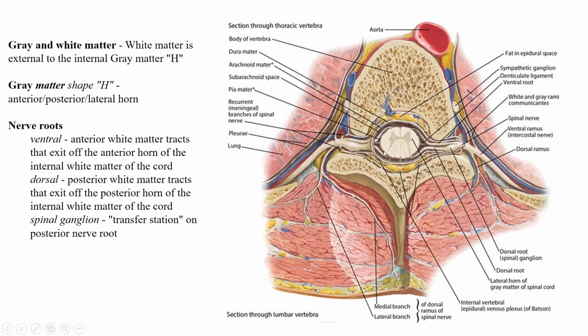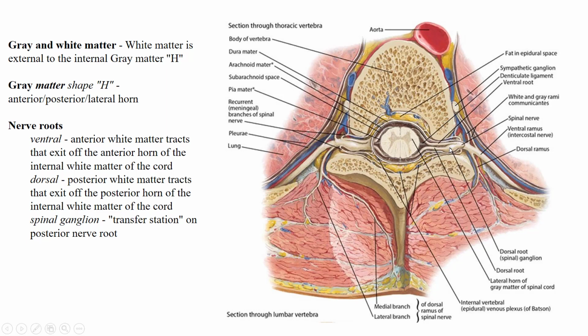And then in terms of the cord itself, you have an outer white matter. So this outer area here that's a little bit brighter white, that's the white matter. And then you have an internal sort of H shape, or kind of like a butterfly shape inside. That is the gray matter. So the darker area here that's almost shaped like an H is the gray matter, and then the external white matter. And you have the anterior, the lateral, and the posterior horns of the gray matter. And then you have the anterior or ventral root and the posterior or dorsal root. So ventral root and dorsal root.